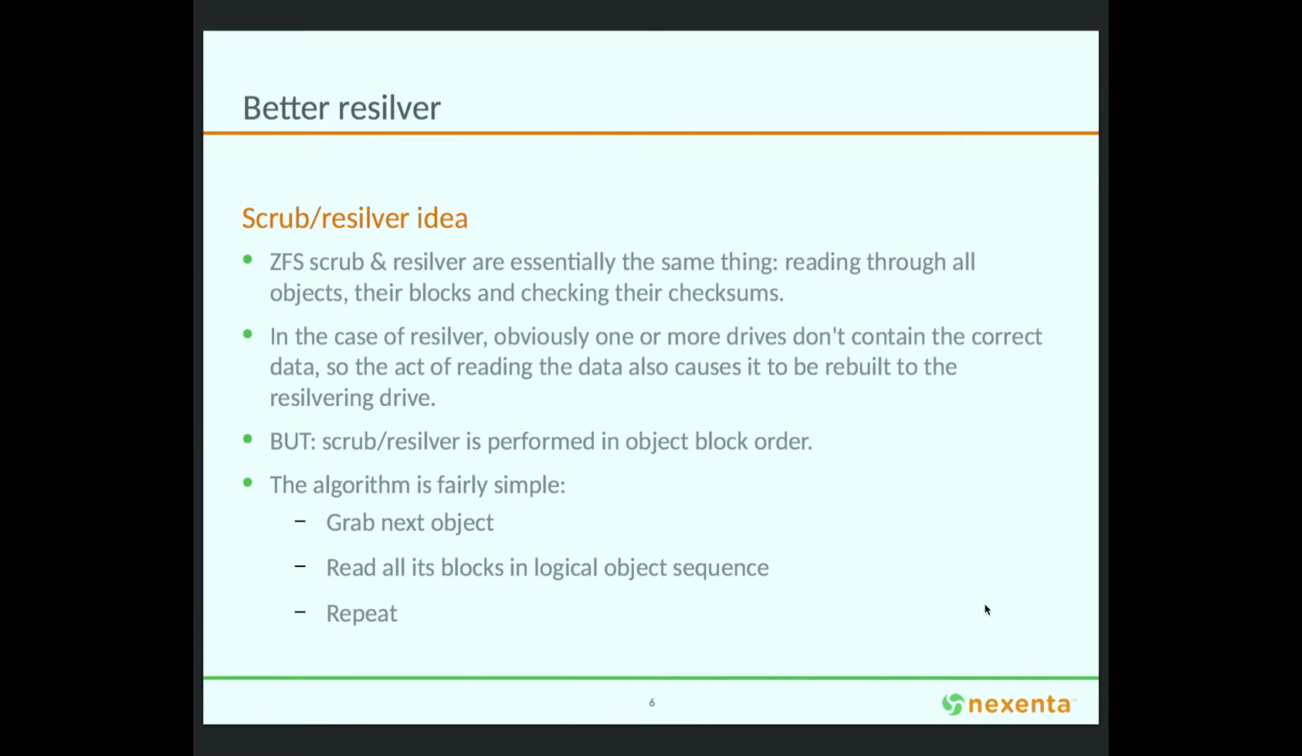And so the DMU is also the thing that implements the ability to scrub and resilver. Fundamentally, scrub and resilver do the same thing. It's pretty much the same algorithm. All they do is go through all the objects, read all the blocks, and check the checksums. Scrub and resilver do not care about the structure inside. They don't know anything about directories, symlinks, hard links, or anything.